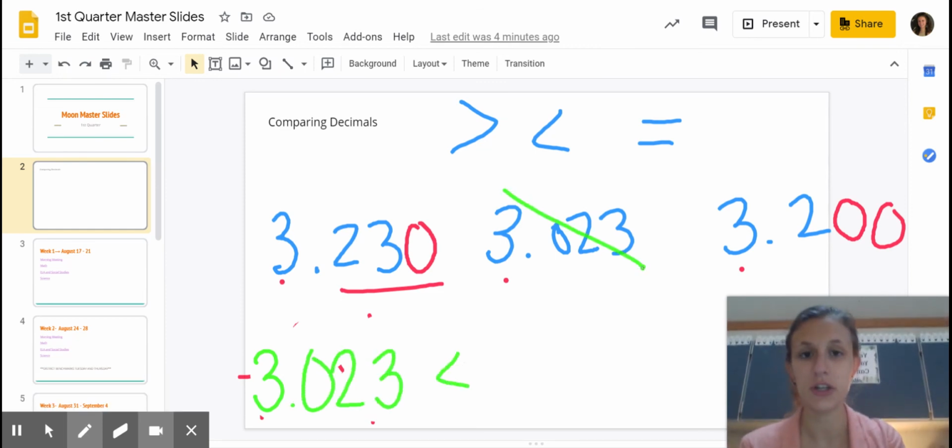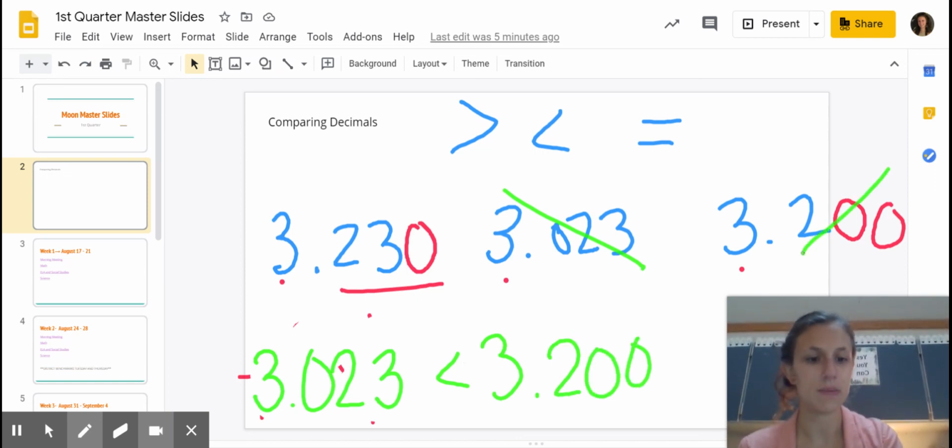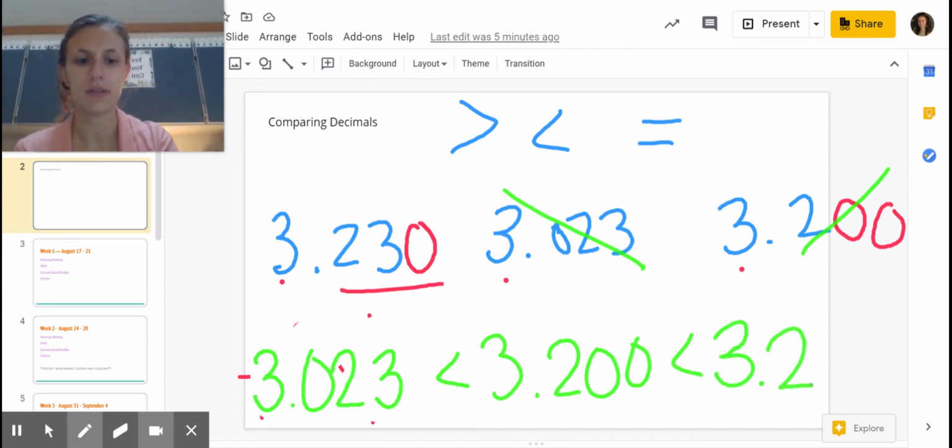I'm going to go ahead and cross through it just to keep ourselves straight. 200 thousandths versus 230 thousandths. 200 is less. Cross through to keep myself straight. Move me up here. And then lastly, we have that 230 thousandths.